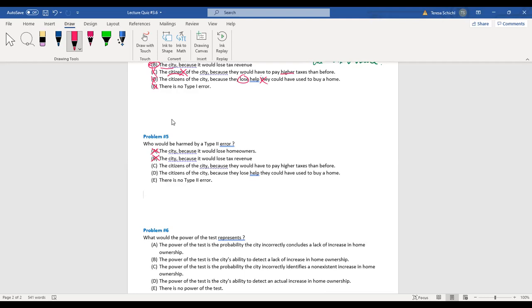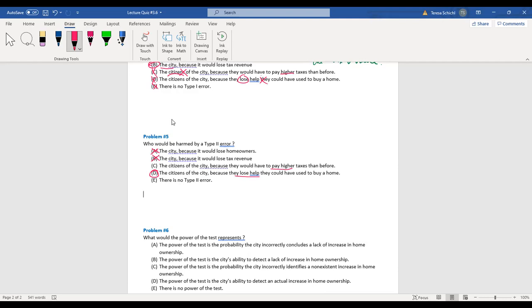But does it say higher tax? Let's see D here. D says the citizens of the city because they're going to lose the help they could have used to buy a home, right? So this will be the more correct one, because we don't know they would pay higher tax than before, they just don't have this tax break. So that means they lose the help they could have used to buy a home.